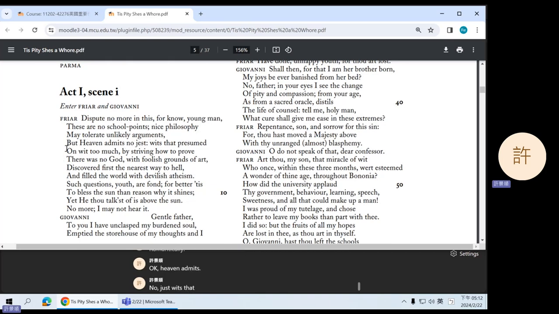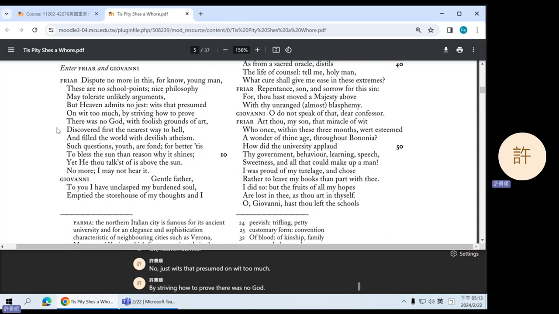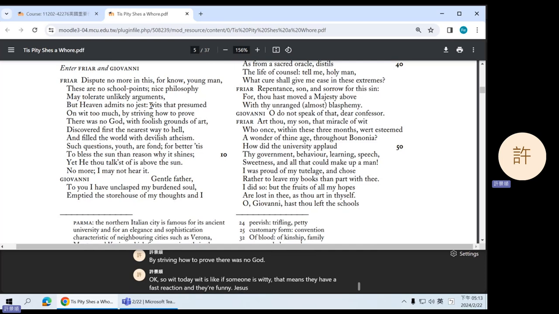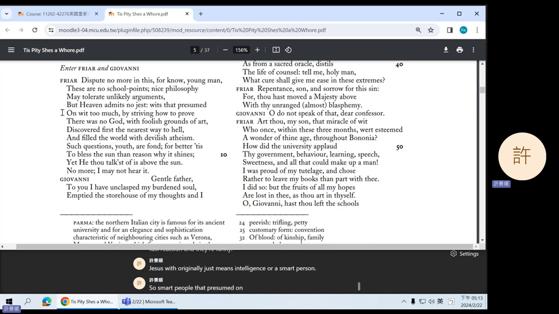Wits that presumed on wit too much by striving how to prove there was no God. Okay. So wit, today wit is like, if someone is witty, that means they have a fast reaction and they're funny. 机智. Wit originally just means intelligence or a smart person. So smart people that presumed on wit too much, who depended on their own intelligence too much. So they were trying to be too smart. 耍聪明. By striving how to prove there was no God. So trying too hard to be smart by trying to argue that God does not exist.